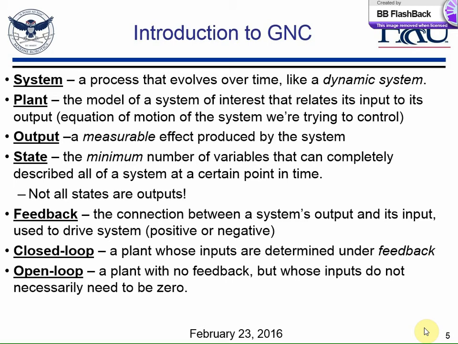A plant is the model of interest that relates its input to its output, and its output is a measurable effect produced by the system. The state is the minimum number of variables that completely describe all of a system at a certain point in time. Right. So we can have a bunch of variables to describe our system, but not a lot of them are going to be meaningful, right? So if we're running around CTEC with VBAS and our temperature sensor inside our control box is reading something, that can be considered a variable, but it's going to have no output. It's not going to have any effect on our output whatsoever, right? Unless we're trying to do some crazy closed-loop thermal control to make sure it's going under some kind of shade to make sure that it doesn't exceed some certain performance requirement. So let's not worry about that, right?